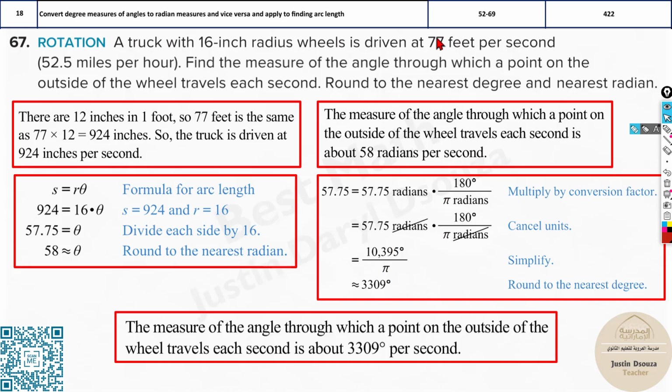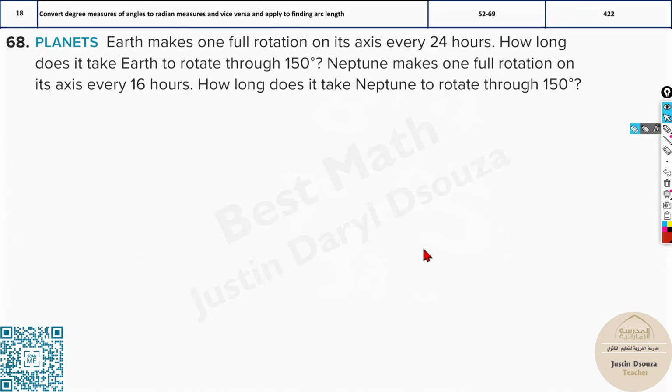Now whatever the 77 was there, instead of feet, we need to convert to inches and then use the formula. Length is, over here they have written S, it's up to you. Length is r theta. We have the total length, that is 924, that's 77 multiplied by 12. And radius is 16. Theta is not known. Whatever answer you get, remember that is in radians. So we convert it to degrees. We got both the forms here.